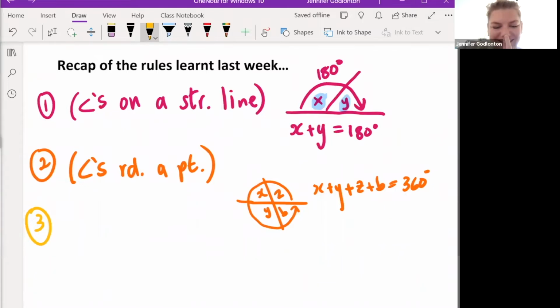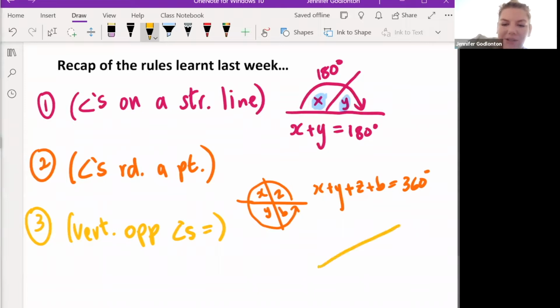Vertically opposite angles. Yes, vertically opposite angles are equal. When would we use a rule like that? What are we looking for? When the angles are opposite from each other. Good. So when we have two straight lines and we've got this X situation, this angle here would be equal to that angle there, and this angle here would be equal to that angle there. The important thing is that they have to be two straight lines. Beautiful.